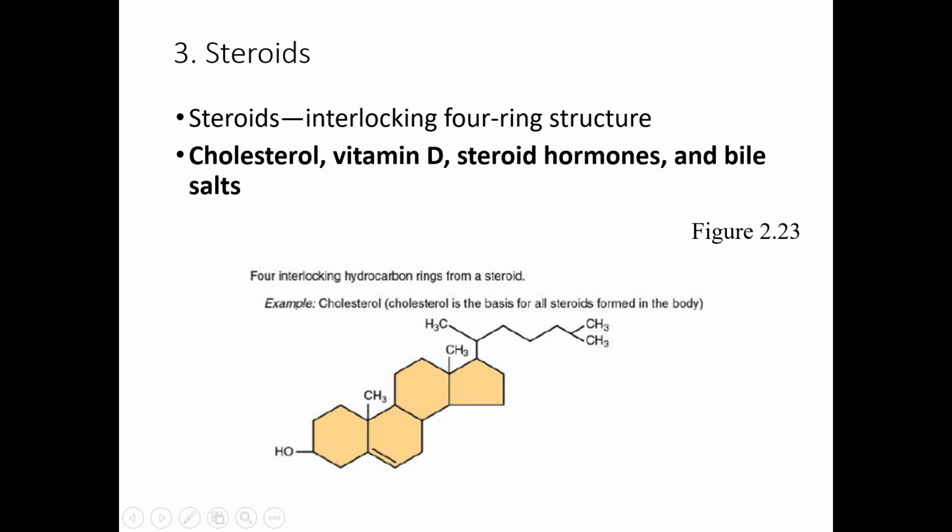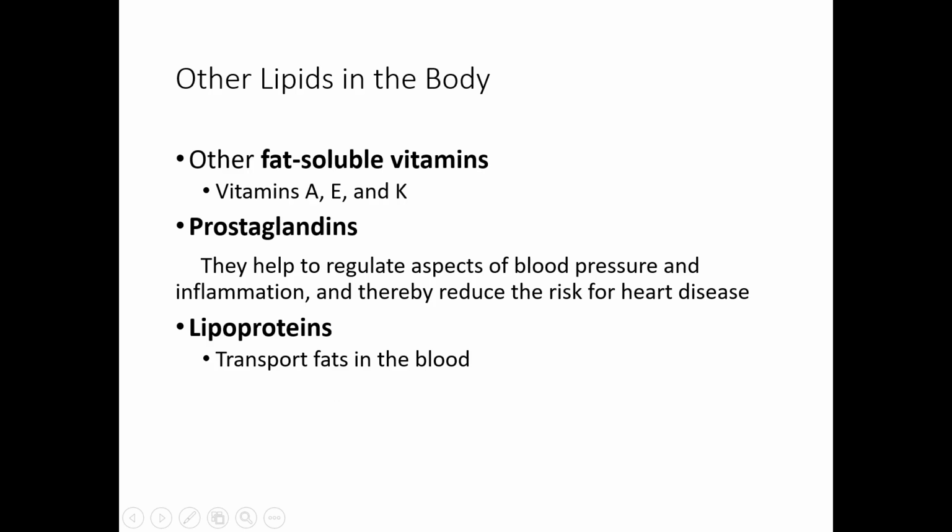What are examples of steroids? Cholesterol. Cholesterol is a component of our cell membranes. When its level is too high, it's not good, but we still need it for our membranes. Vitamin D would be a steroid by structure. Some steroid hormones like testosterone, and also bile salts.